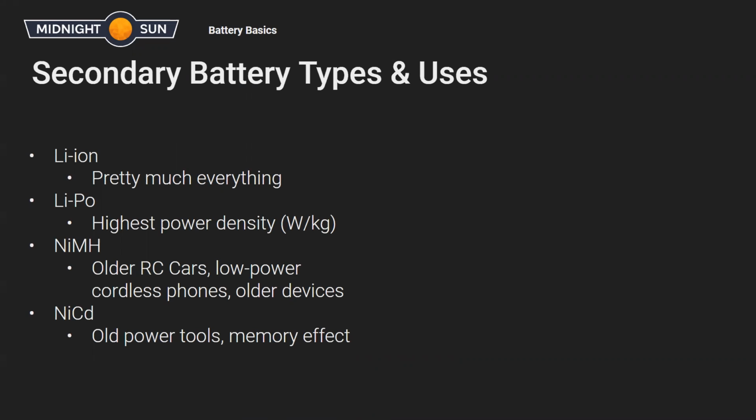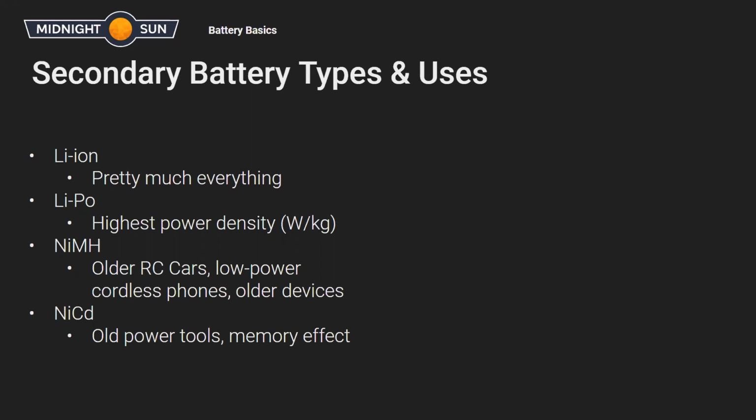So there's two types of batteries, secondary and primary. Primary batteries refer to batteries that can only be discharged once and can't be recharged after. So they're not used very commonly. The most common secondary type battery is lithium ion. So those would be the batteries that are in cell phones, laptops, pretty much everything.